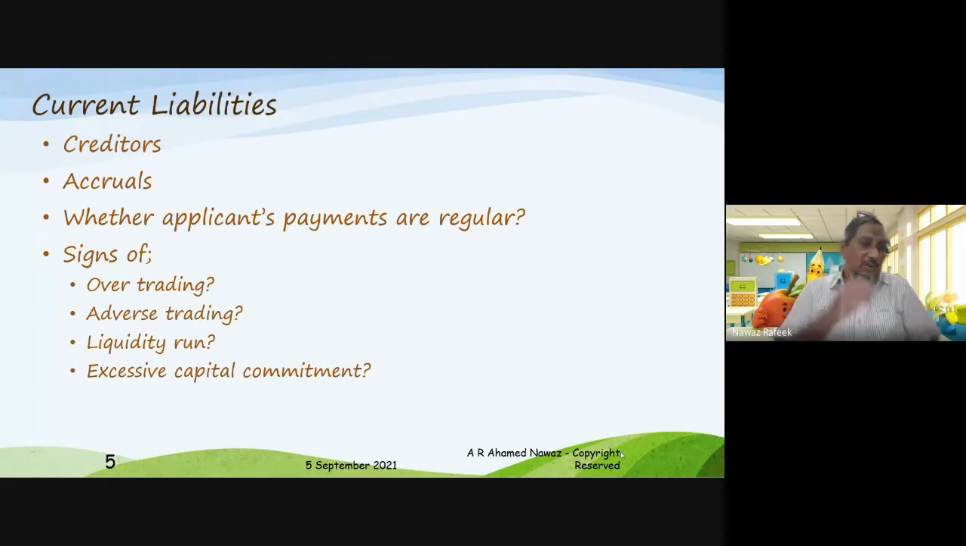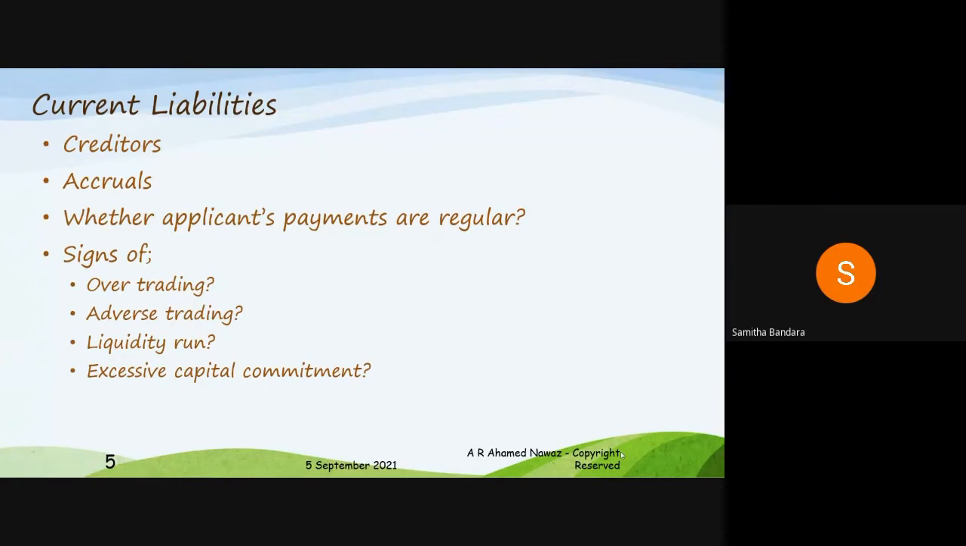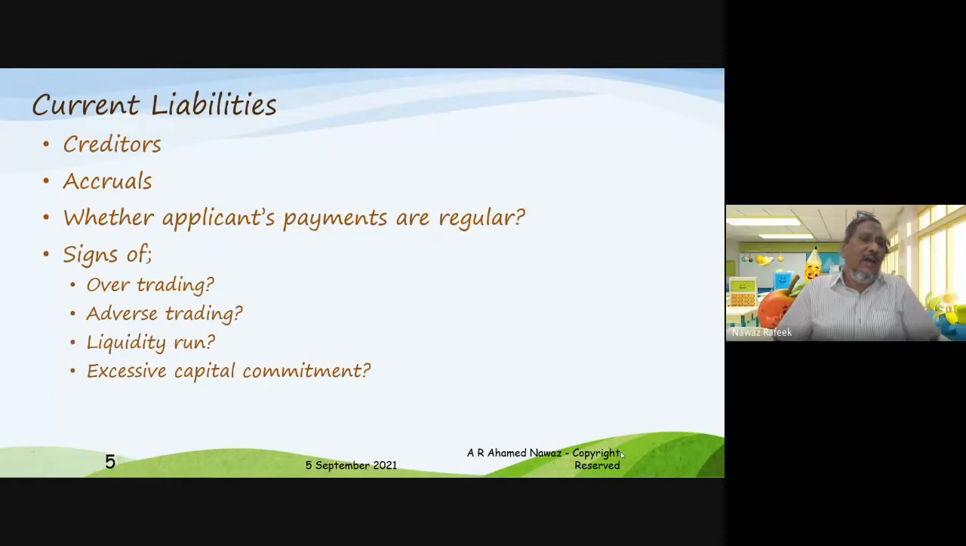Now, the important factor here I have to bring to your notebooks, although it's too early. There are certain creditors that are not shown in the balance sheet. Okay? Certain types of creditors are not shown in the balance sheet.